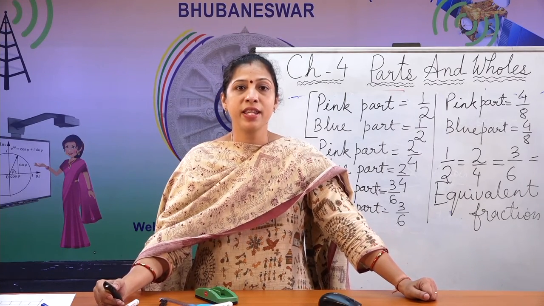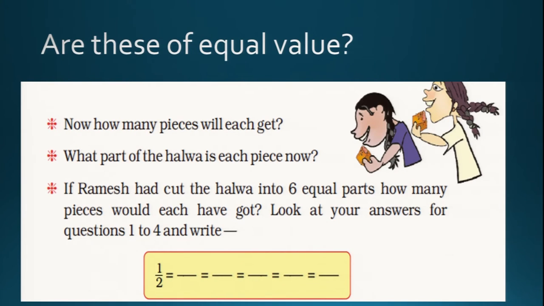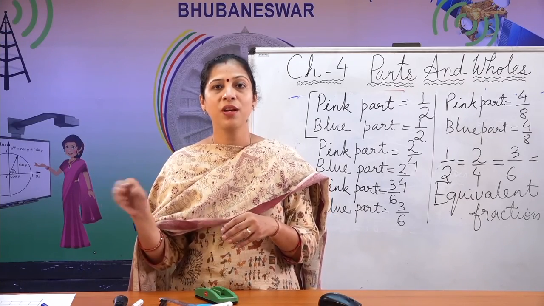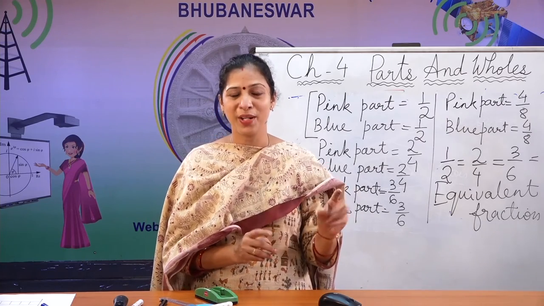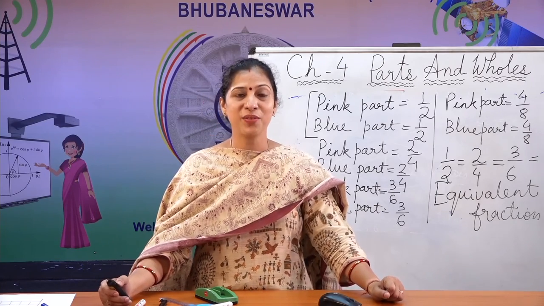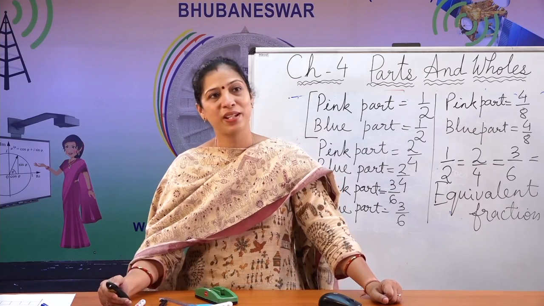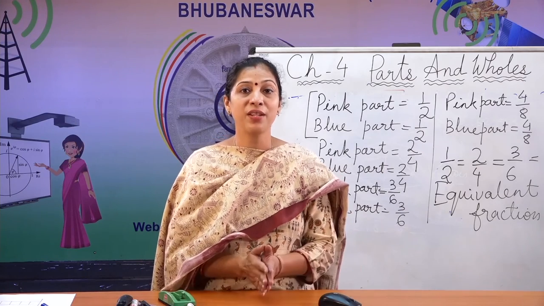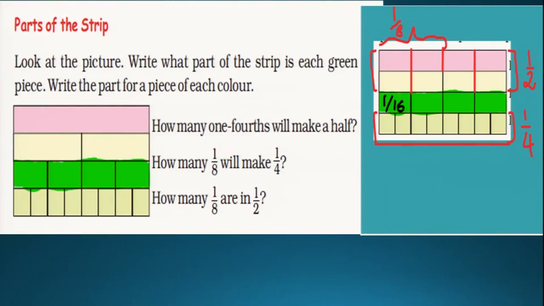Now, the next one is, if Ramesh had cut the halwa into 6 equal parts, how many pieces would each one get? Now, this is very simple, children. Try to do it in your mind. Something which is divided into 6 equal parts, and half of those 6 equal parts is given to Ammu, and half of those 6 equal parts is given to Annu. Just think and find out the answers on your own. Now that you know how to divide and how to find the halves, you can find out on your own.